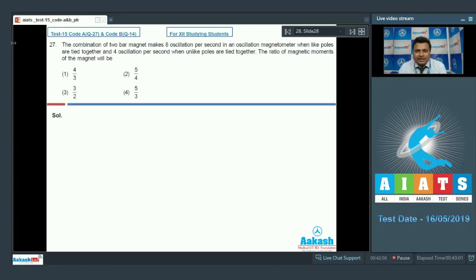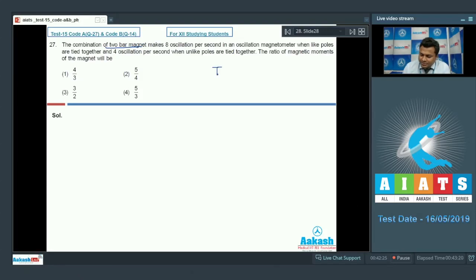So here is question number 27, everyone. The combination of two bar magnets makes 8 oscillations per second in an oscillation magnetometer when like poles are tied together, and 4 oscillations per second when unlike poles are tied together. The ratio of magnetic moments of the magnets will be what?